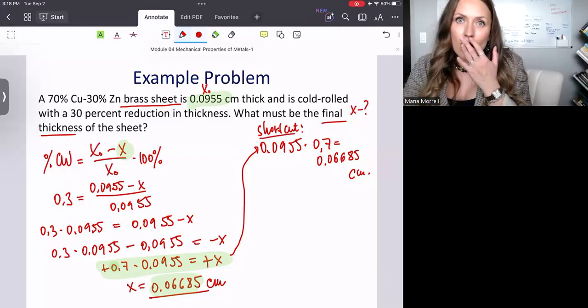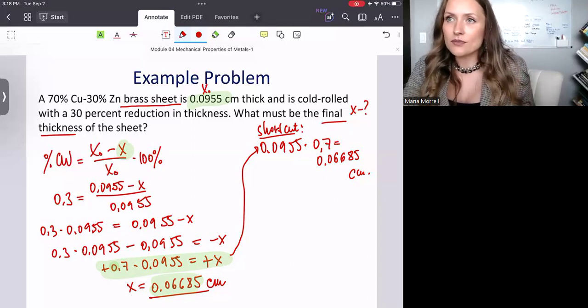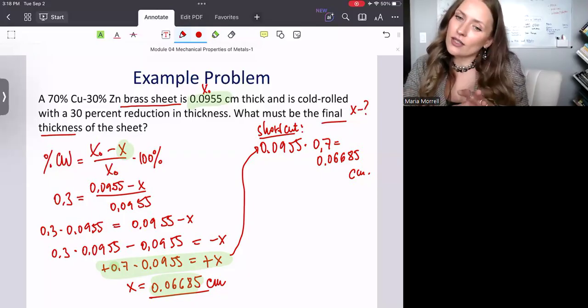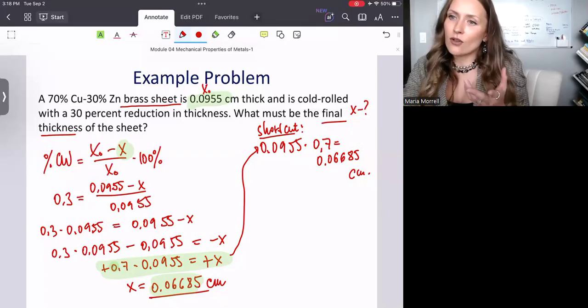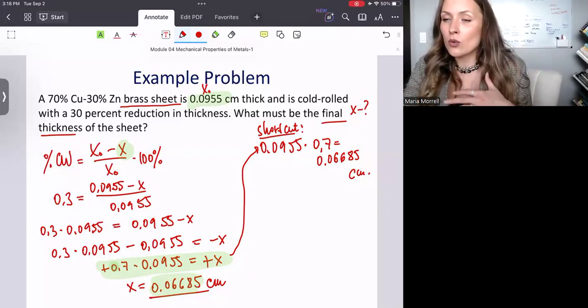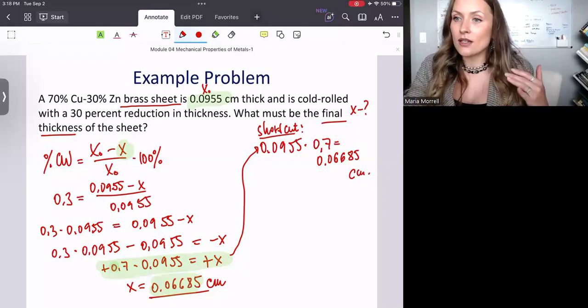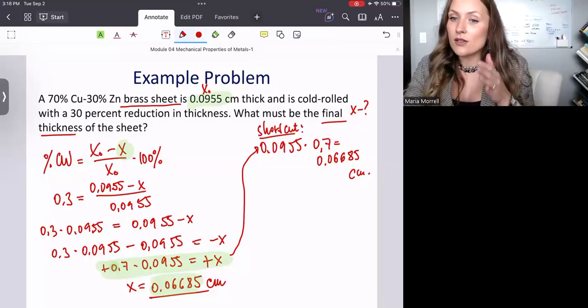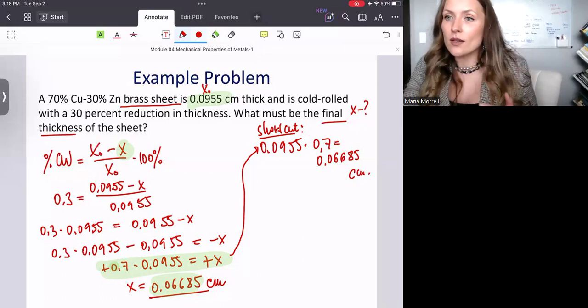Now, before I move on to the next problem, I do have a recommendation because it's a very common mistake that happens. Before we move on, we need to look at the answer and think just for a second, does that answer make sense? I'm given the initial thickness and I'm applying a cold work, meaning that I'm reducing the thickness. That means that the final thickness, or the answer that I arrive at, should be less than the initial thickness. In our case, that is what you would expect. So now we can move on.